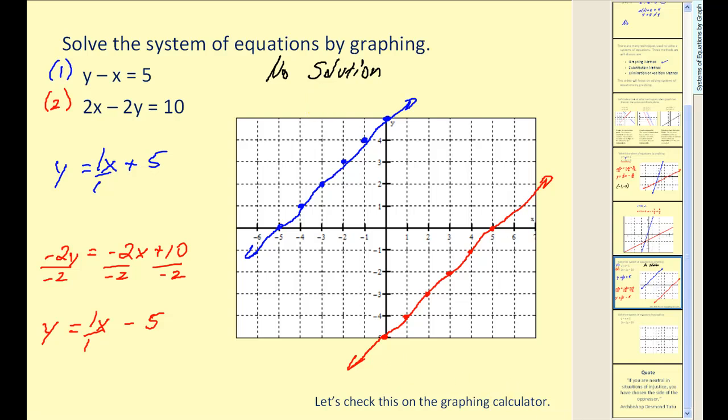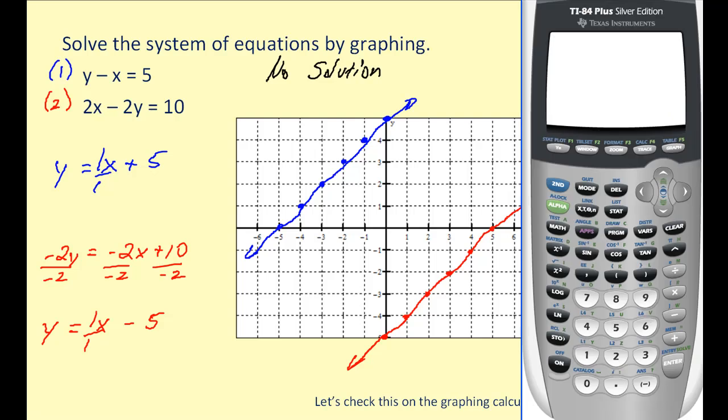Now let's take a look at our graphing calculators just to verify this. What you can do is type the first equation in y1, which is x plus 5. Type in the second equation into y2, x minus 5. We'll hit zoom 6 to get the standard window. And again, this verifies our work.